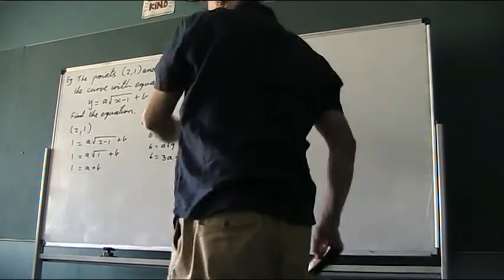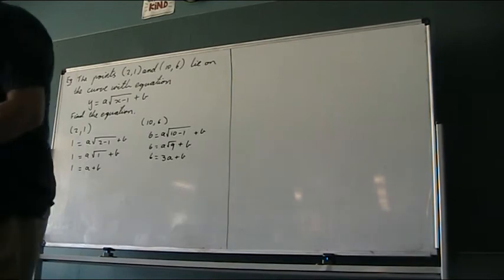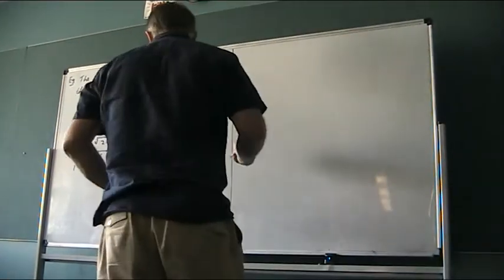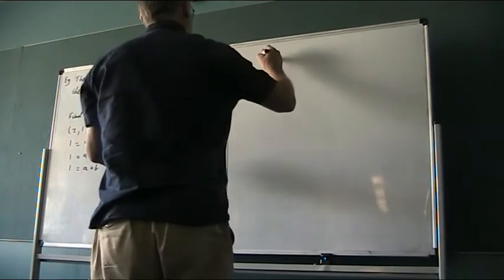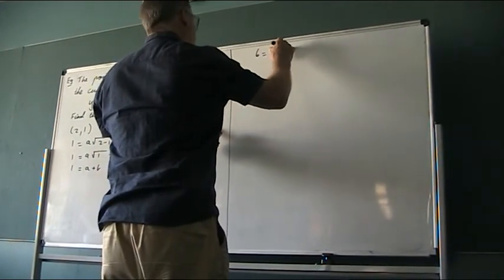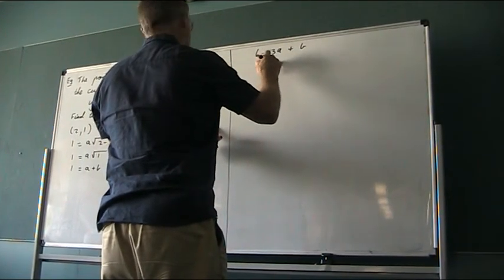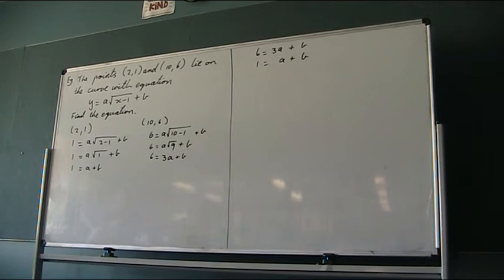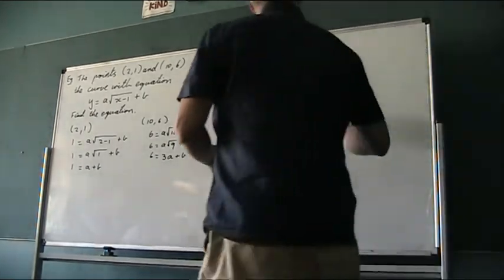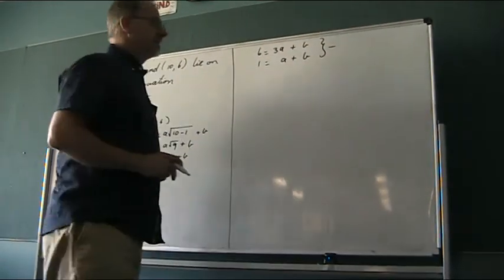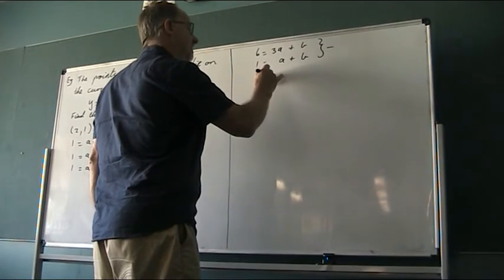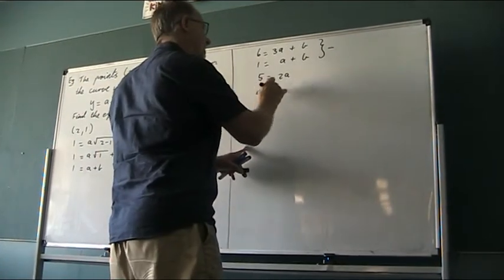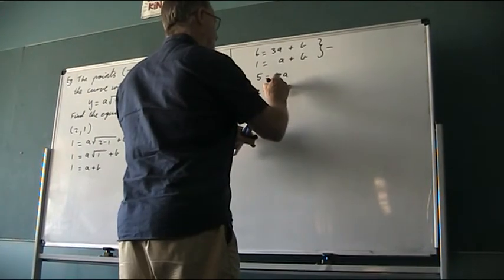Alright, do you need me to do all the working for solving these simultaneous equations? Yes, alright. So we've got 6 equals 3a plus b, and we've got 1 equals a plus b. Take away the second. So 6 minus 1 is 5. 3a minus a is 2a. b minus b is nothing. So a is 5 over 2.